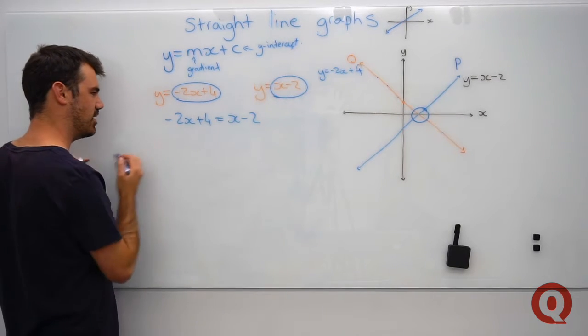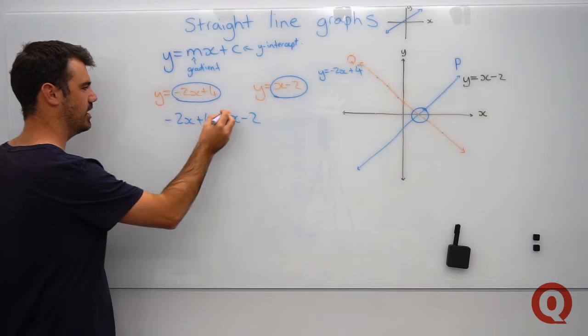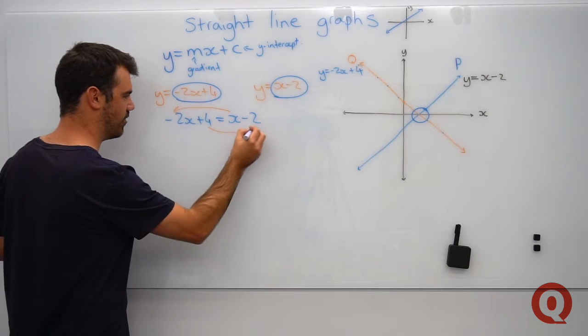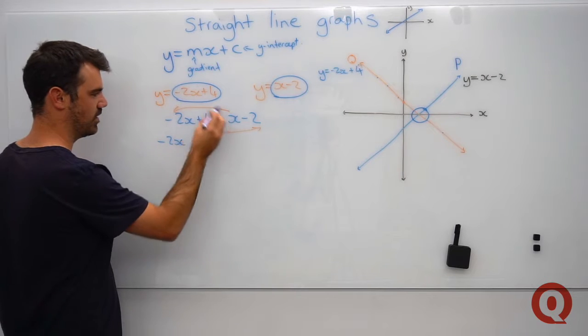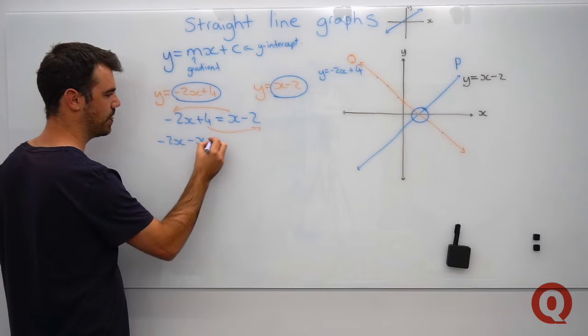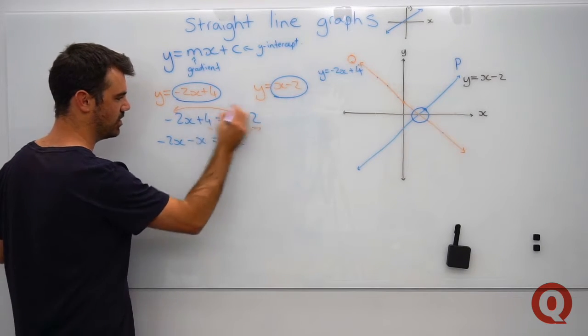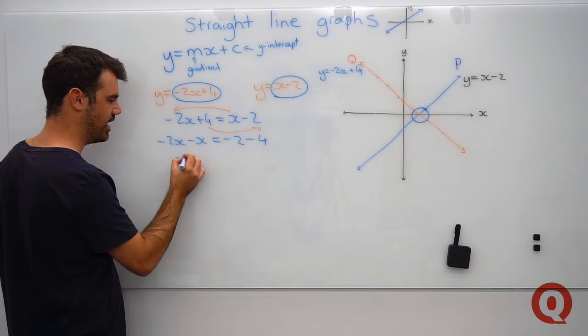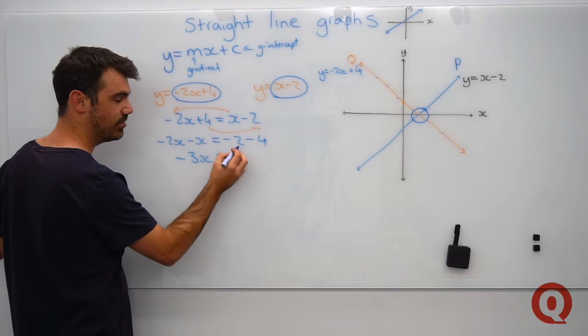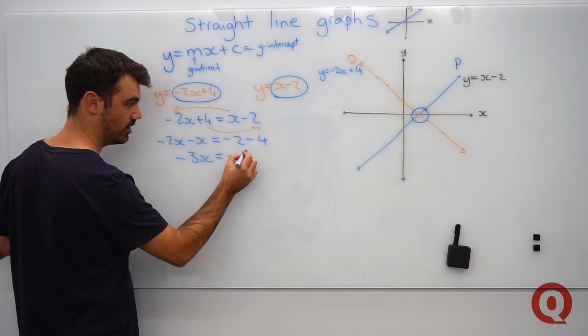I bring the x across. I'm going to bring this x across, and I'm going to bring that positive 4 to the other side. So now I'm left with negative 2x, comes across, becomes a minus x, is equal to negative 2, goes across, becomes a minus 4. Now I can collect these, so I've got negative 3x is equal to negative 6.